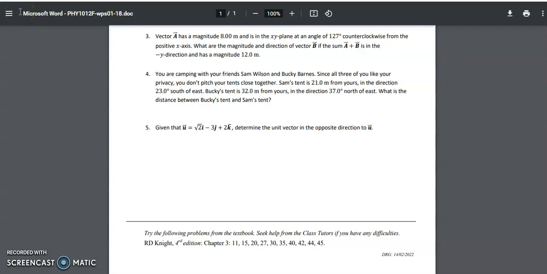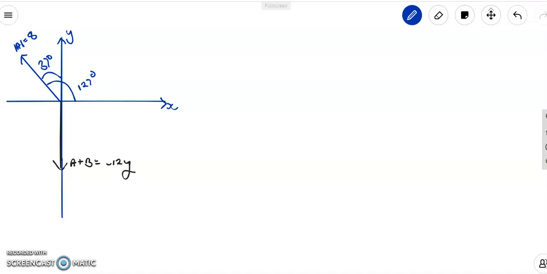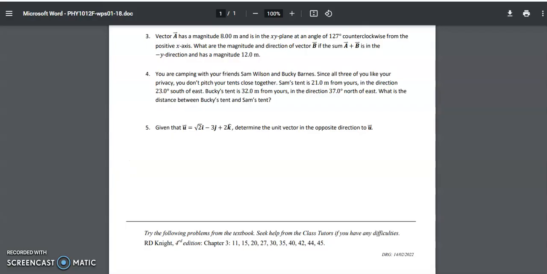Okay, now this is the third question. Vector A has a magnitude of 8. This is my vector A, and this is the magnitude of vector A. And it's on the XY plane, at an angle of 127 degrees counterclockwise from the positive x-axis.